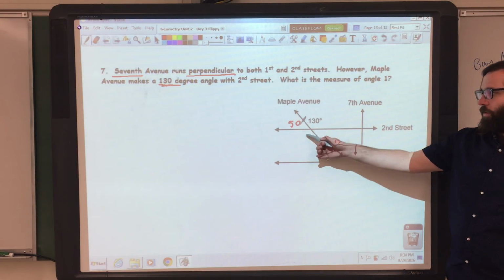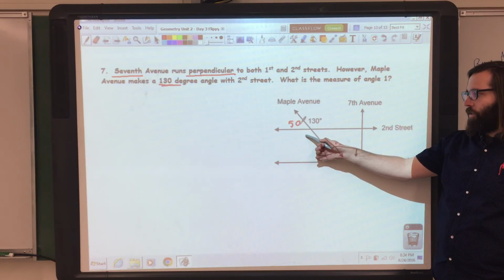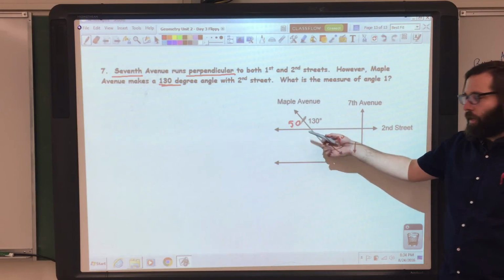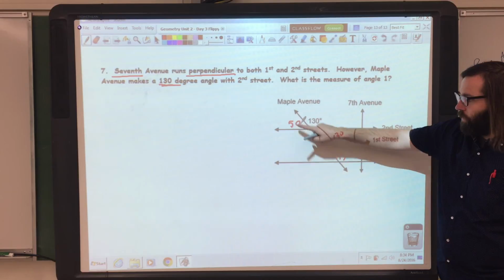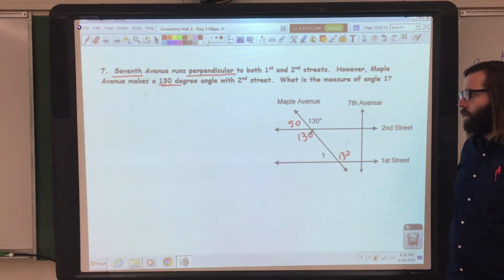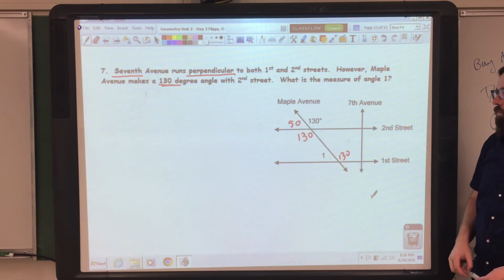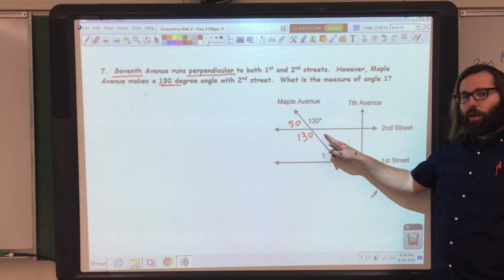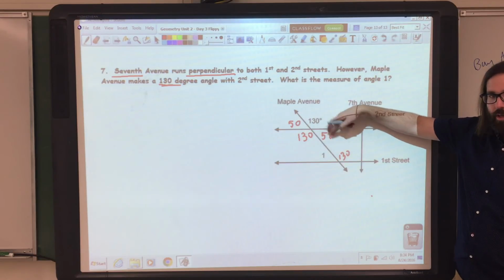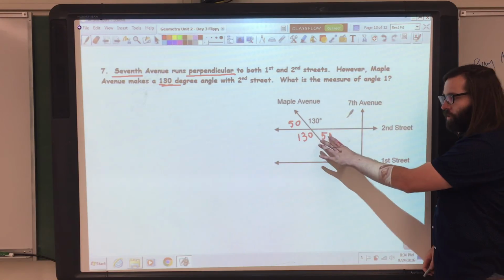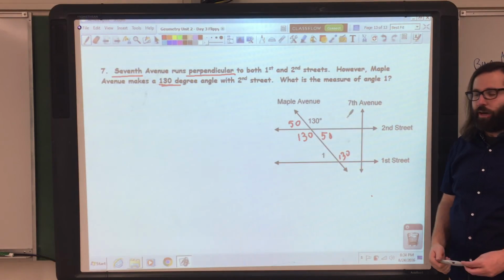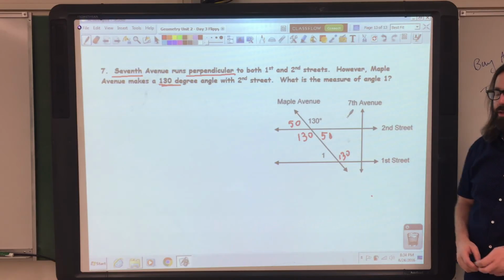Okay, we know this one and this one are alternate interior, so they're congruent. Or you can think of it as this one and this one are vertical, so they're congruent. Or this one and this one form a linear pair and are supplementary. Either way, it's 130. This one and this one are vertical, so they're congruent. Or these form a linear pair. Or these are consecutive interior angles. There's many ways to fill out a diagram like this. Many different postulates you can use.